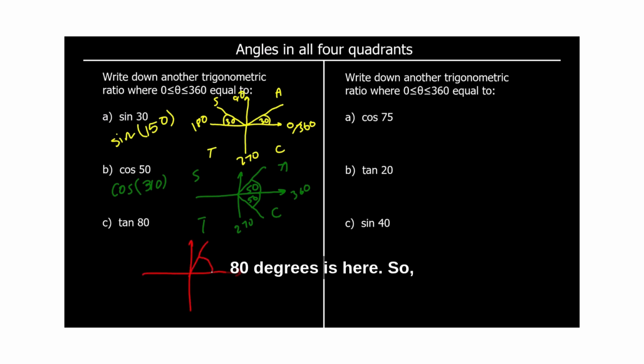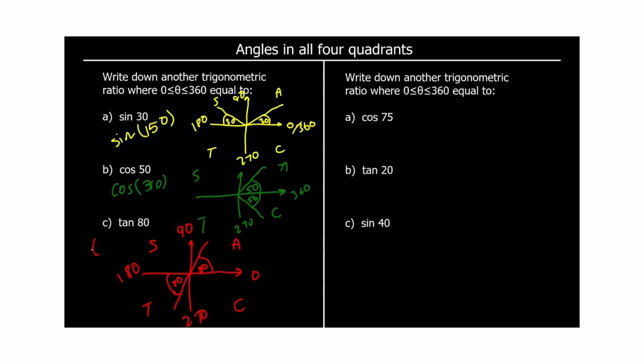And tan 80, so 80 degrees is here. So all are positive between 0 and 90. Tan is positive again between 180 and 270. It's always the acute angle, so that's 80. So 180 plus 80 is 260.